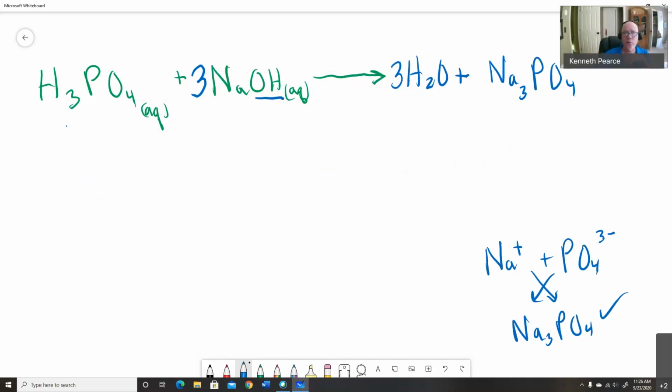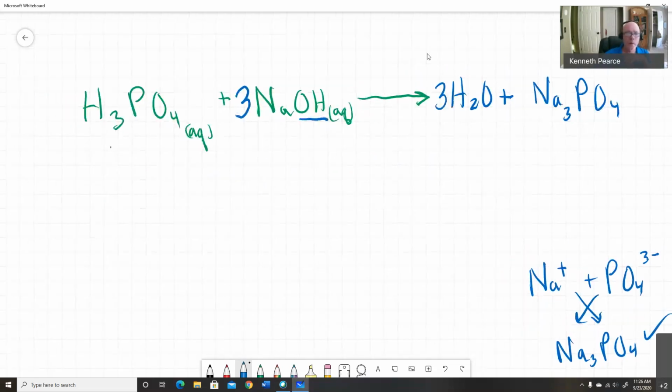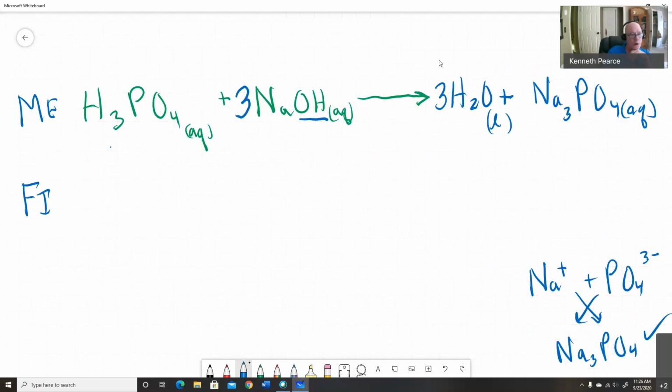And so this is the molecular equation, the ME. And now we can go ahead, after we put down the states here, sodium phosphate is a soluble salt, according to the solubility table. And so now we can go to the full ionic.